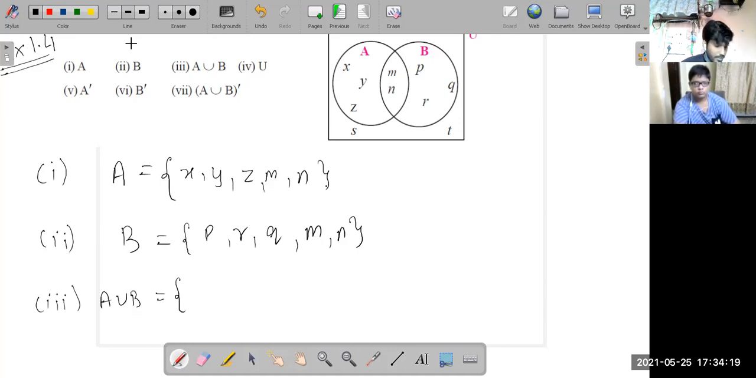Okay, tell me what is A union B? A union B is X, Y, Z, P, Q, R, and M. Next, the universal set: S, T, Y, X, Z, M, N, P, Q, R. All the elements, correct. A complement: P, R, Q, S, T. B complement: X, Y, Z, S, T. And A union B complement: S, T. Correct. Good.